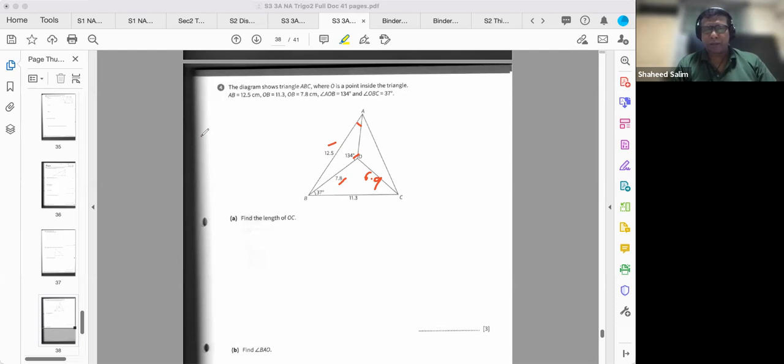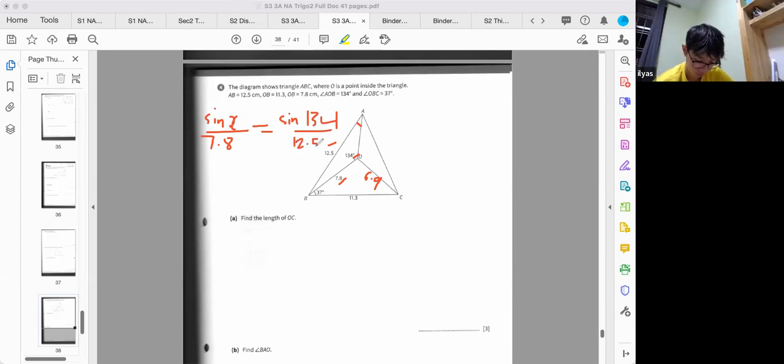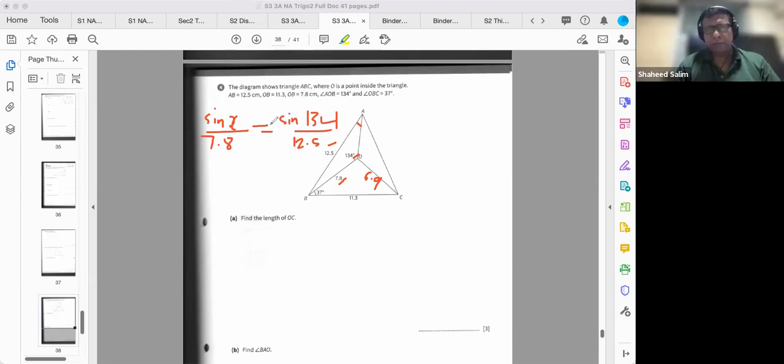Okay, first you put 7.8. Am I correct to say this? You wanted to find A, sorry. So sine A, sine this angle, right? The bow angle. Okay, this one I call it X. Is equals to sine 134 over 12.5. Is it correct? Yeah. So now you bring over, you get 7.8 sine 134.